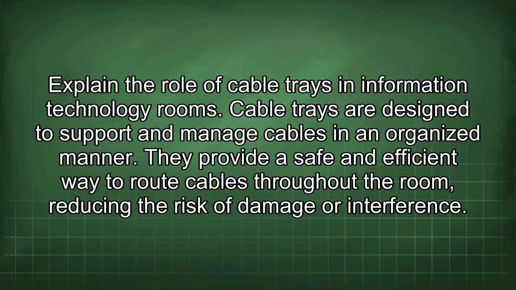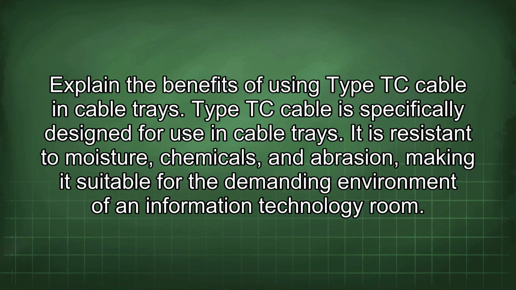Explain the role of cable trays in information technology rooms. Cable trays are designed to support and manage cables in an organized manner. They provide a safe and efficient way to route cables throughout the room, reducing the risk of damage or interference. Explain the benefits of using Type TC cable in cable trays. Type TC cable is specifically designed for use in cable trays. It is resistant to moisture, chemicals, and abrasion, making it suitable for the demanding environment of an information technology room.